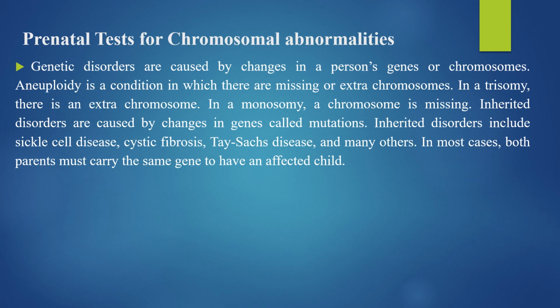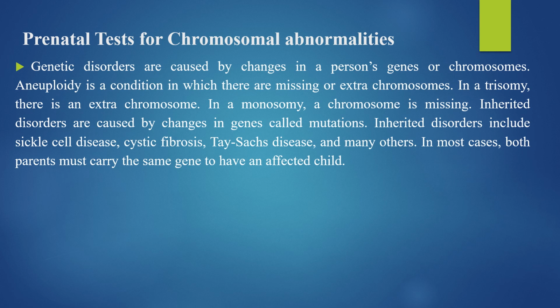Now, let's look at prenatal tests for chromosomal abnormalities. So prenatal, before giving birth. Genetic disorders are caused by changes in a person's genes or chromosomes. So it's either a gene or a chromosomal mutation. Aneuploidy is a condition in which there are missing or extra chromosomes. So when they have missing chromosomes or extra chromosomes, it's called aneuploidy. In a trisomy, there's an extra chromosome. So you are supposed to have two, but this time you have a third one. In a monosomy, a chromosome is missing.